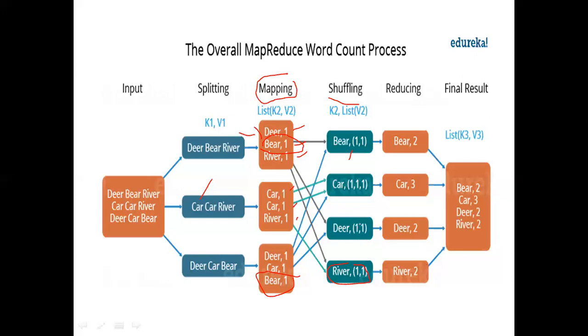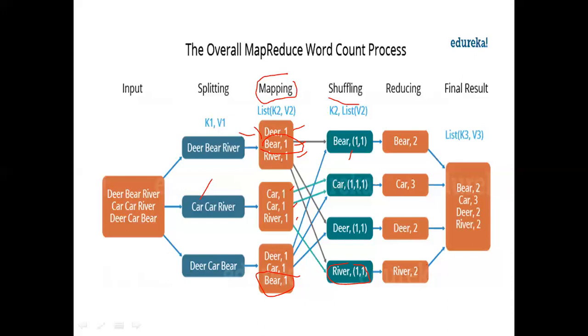So deer is located in 2 here. Car is available in 3, 1, 2 here in this one and also this one. So all the related records are gathered at one. See, shuffling will shuffle the data. It means all the related records will be gathered at one location.